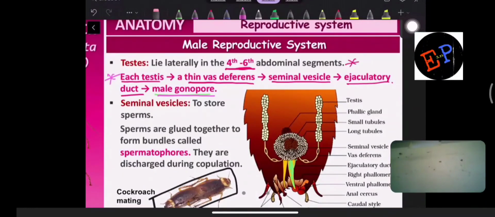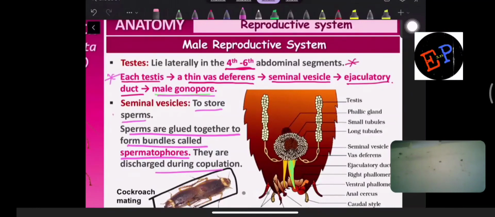So from the testis it enters into the vas deferens, then into the seminal vesicles, then into the ejaculatory ducts, then into the male gonopore. That's it. Seminal vesicles are responsible for storing the sperms. Similarly, sperms are glued together to form bundles called spermatophores, and they are discharged during copulation.